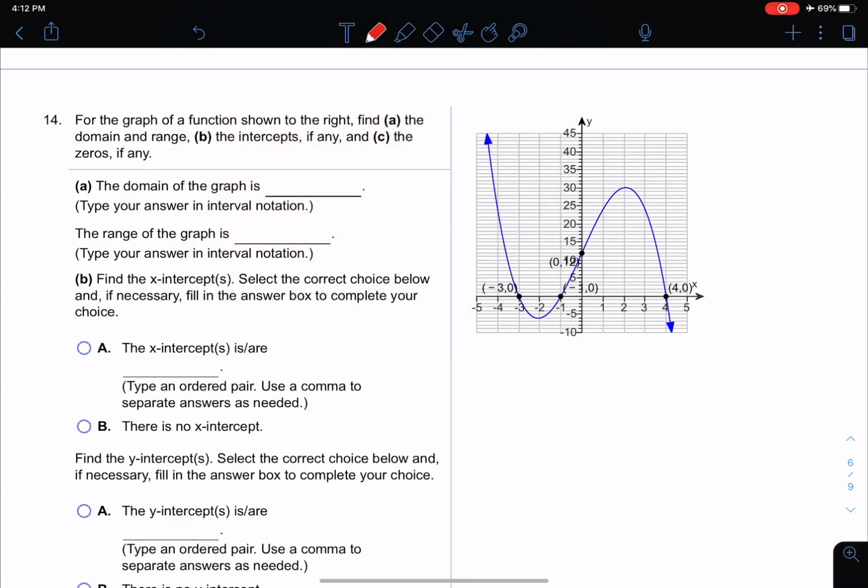And so when I look at this, this graph is going up and down, but really it's still going to the right forever. And it's going down and up, but it's still going to the left forever. So that would be all reals. Domain is going to be -infinity to +infinity open.